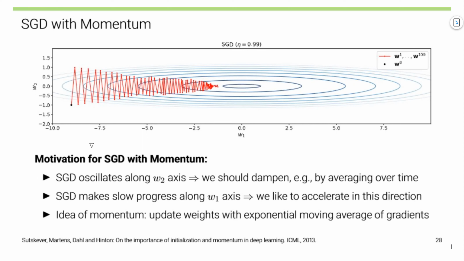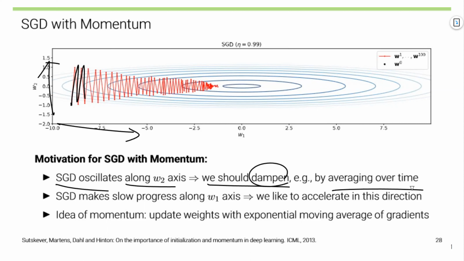The motivation for SGD with momentum is like this. When we run SGD on this loss space, where the distribution along the W1 axis is much longer and the distribution along the W2 axis is smaller compared to that of W1, SGD oscillates along the W2 axis. We don't want this action because it goes up and down, and it is not required. We want to dampen it by averaging over time.